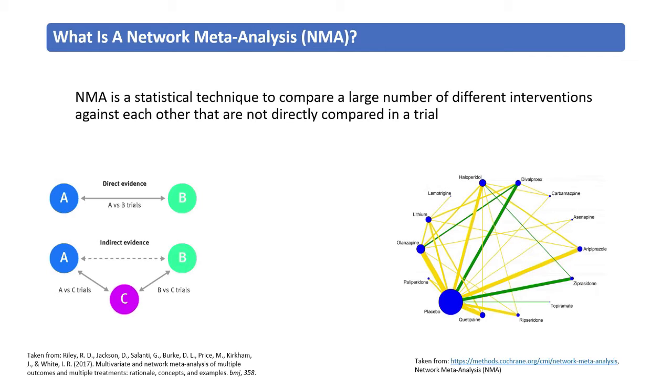As shown in the figure on the bottom left, trials where intervention A are compared with intervention C can be used with trials where intervention B are compared with intervention C to generate indirect evidence for the A versus B comparison that was not present in any study. On the right-hand side here, we see a much more complicated version of this model whereby different drugs are compared to the common comparator placebo, and there also exists direct comparisons within the model.